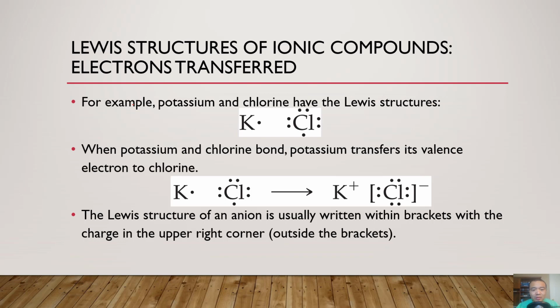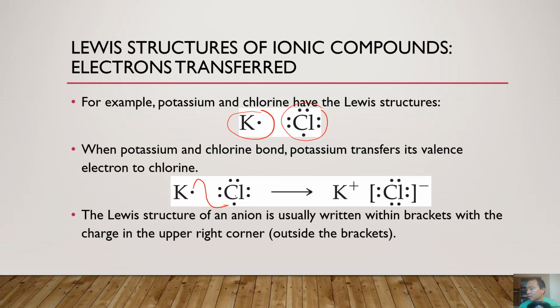So we'll be talking about the Lewis structure for ionic compounds first, then that of the covalent bond. For example, when potassium and chlorine form a compound, the bond formed between them is ionic, because in the original Lewis dot structure, potassium has 1 valence electron and chlorine has 7 valence electrons. So the 1 valence electron of potassium is transferred to chlorine.